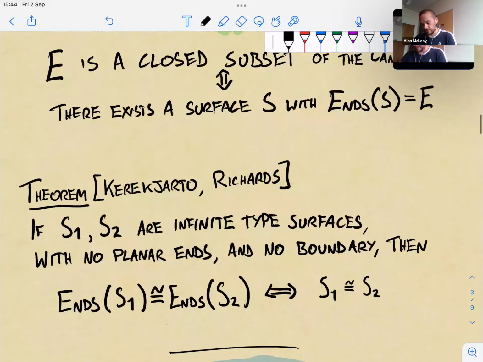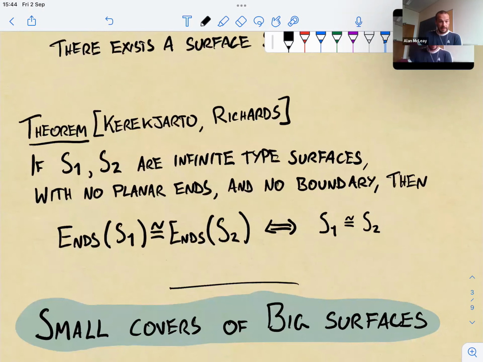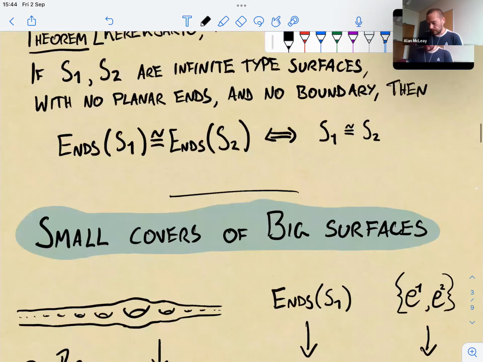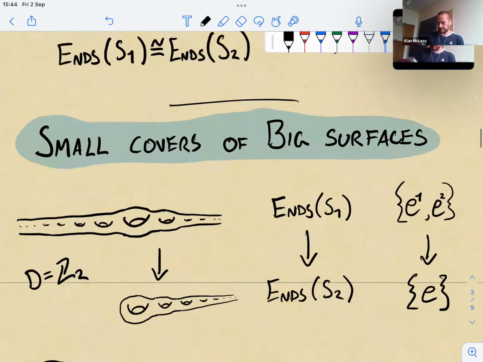And for the rest of this talk, bar one other surface, all the ends will be non-planar because it makes things easier to state. So for the purposes of a 25-minute talk, all my ends have genus accumulating to them. Other than that, things can get quite hairy. So, okay, small curves of big surfaces. Let's take a look at what we can do.